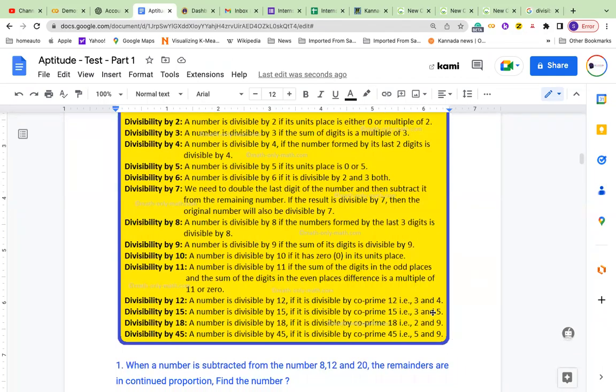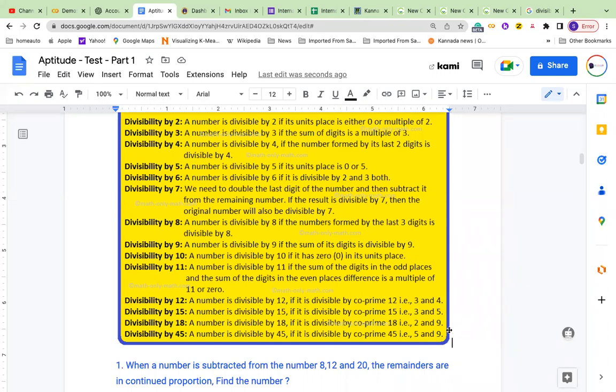So 12, 3 and 4, correct? Co-prime numbers 3 and 4. If it is 15, 3 and 5. 18, 2 and 9. 45, we already got 5 and 9. So fine, this is how you should try to find it out.